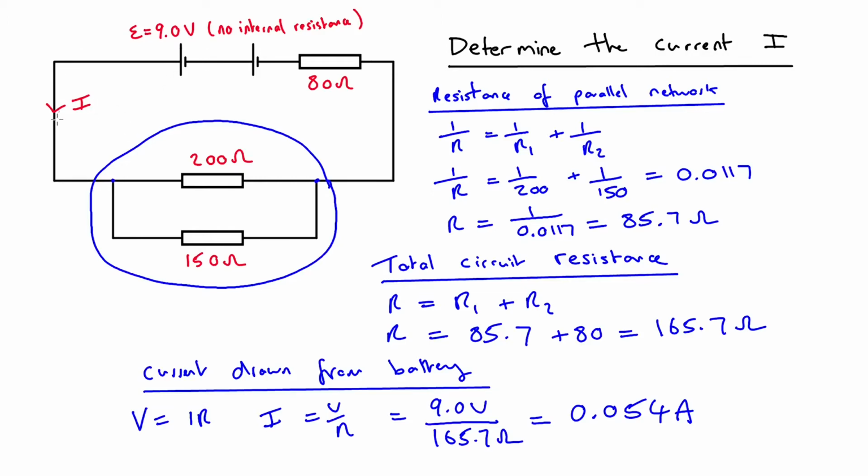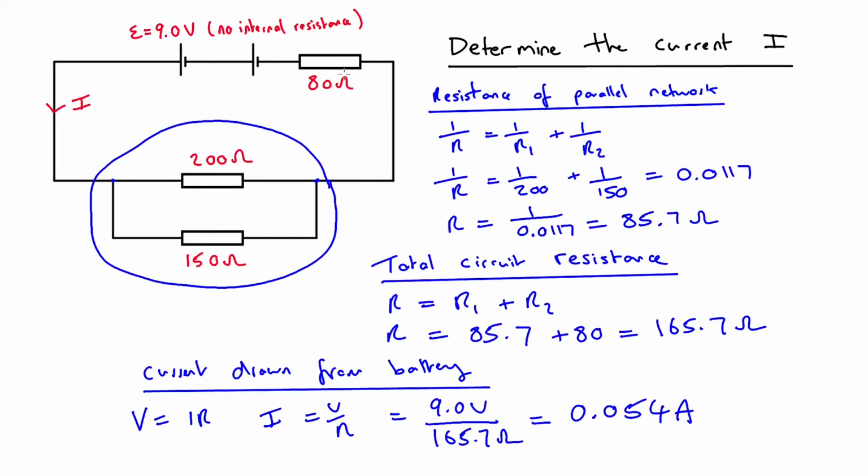Notice here, although we're working out the current in the 80 ohm resistance, we can't just do 9 volts over 80, because not all of that 9 volts is across that 80 ohm resistor. That 9 volts is driving a current through the total circuit resistance, which is the 80 ohm plus the resistance of this parallel network. We've worked that out there. We've got 9 volts across 165.7 ohms in total, and that means the current that will flow from the battery is 0.054 amps. All of that 0.054 amps goes through the 80 ohm resistor. So if we needed to now, we could work out how many volts will be across the 80 ohm resistor.